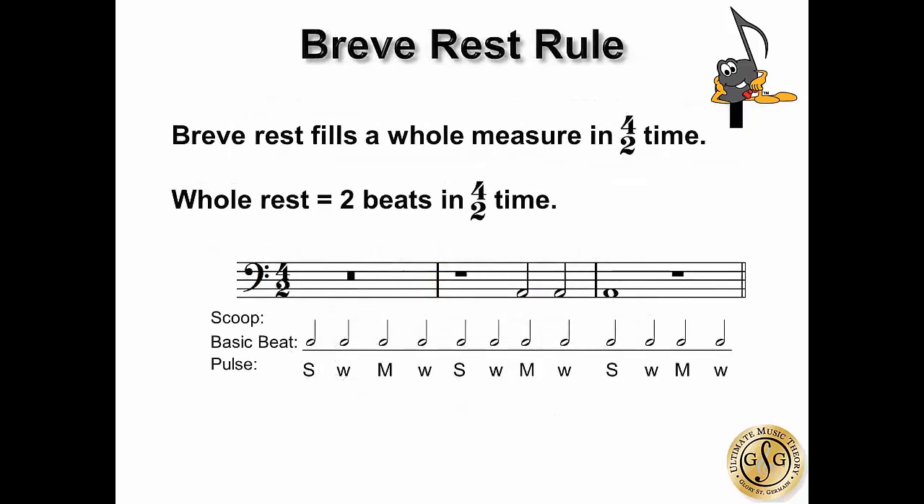In 4/2 time, a breve rest fills the whole measure, strong plus weak plus medium plus weak. A whole rest receives 2 beats of silence for strong plus weak or medium plus weak pulses.